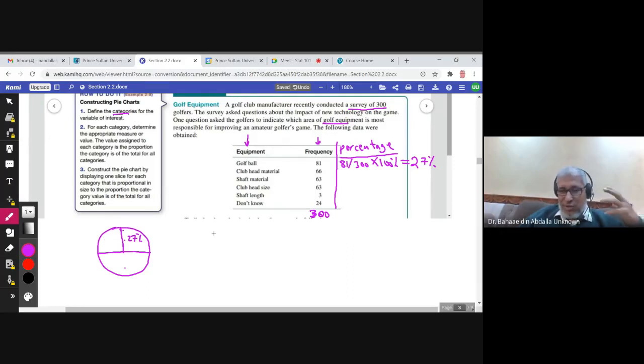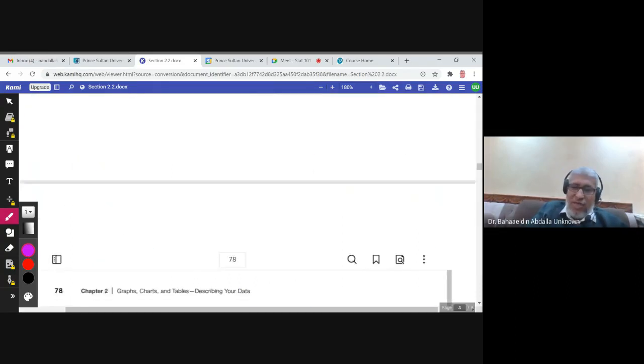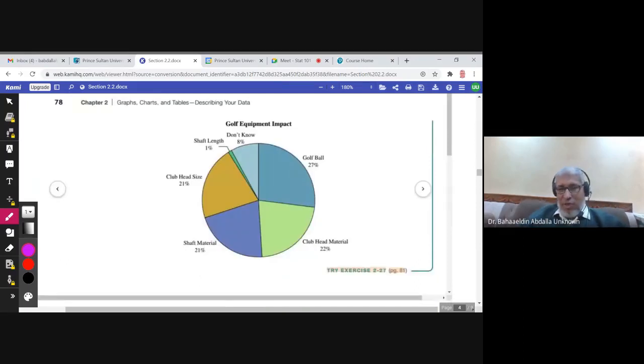You can use your imagination, your mind, and find all the percentages and give each category a slice proportional to the percentage of that category. If you do that, you will make this pie chart. This is the 27%. This is 22. So if you add 27 plus 22, you have 49. So it's about 50%, just 1% left.